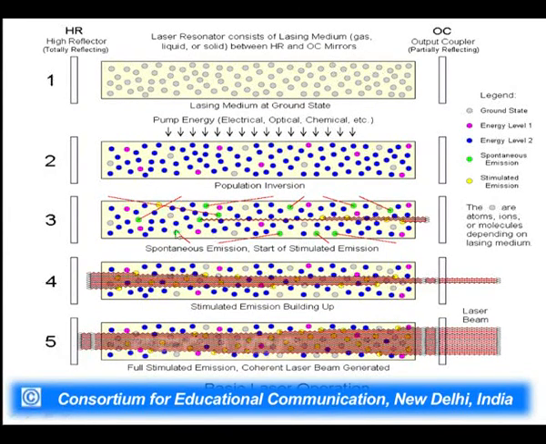At stage 3, we have spontaneous emission and stimulated emission takes place. When stimulated emission takes place, all the atoms and molecules align themselves in the same manner, all the photons are coherent, and the stimulated emission builds up. After that, the full stimulated coherent laser beam is generated and the laser beam comes out. These are the basic operations of the laser.